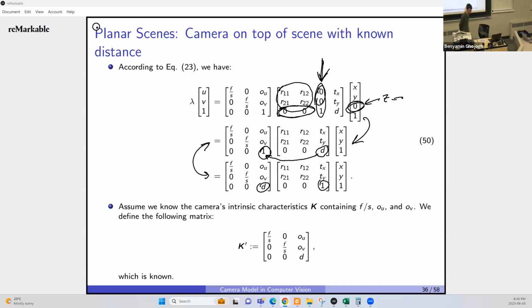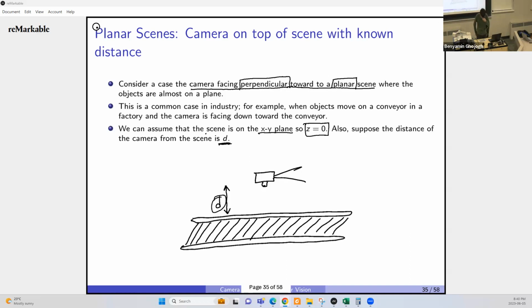D stands for depth here. What? D stands for depth. No, D is, yeah, you can see it as depth, but I think I put it as the distance of the camera, because it is the distance between the camera and the planar scene. But as the scene is planar, you can see it as depth.